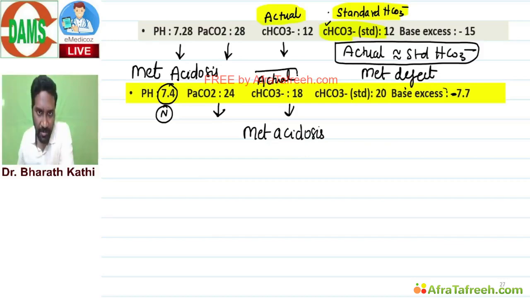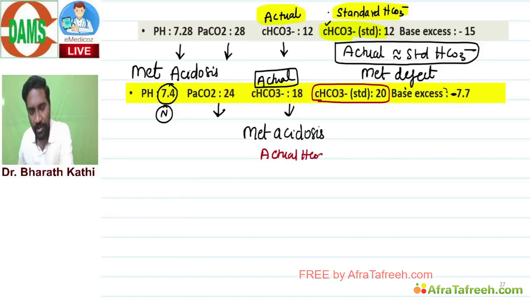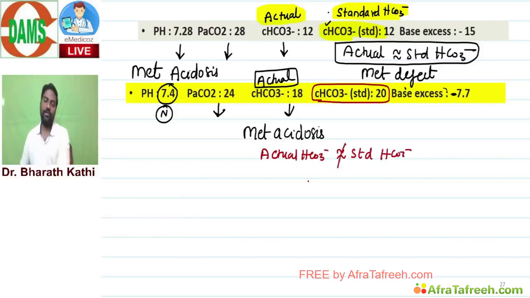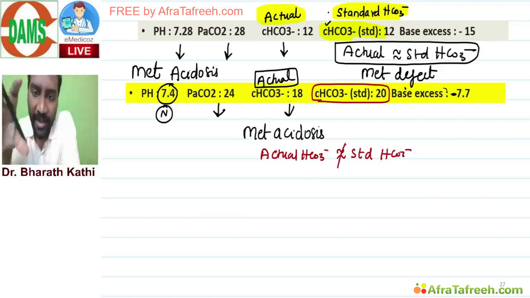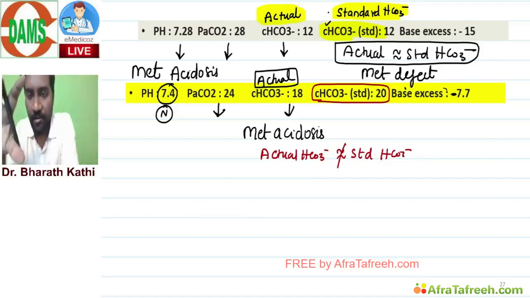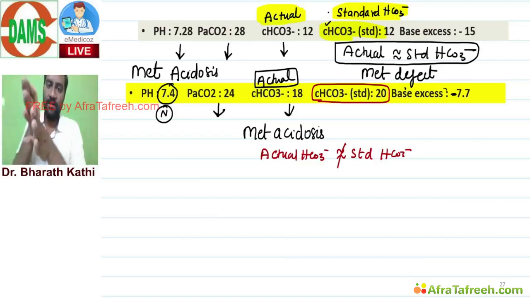Now the actual bicarbonate is 18. But when you have standardized CO2, the bicarbonate has increased to 20. It means the actual bicarbonate is not correlating with the standard bicarbonate. So all this time the bicarbonate change was also due to a respiratory disorder. See, if there was no respiratory disorder, the actual and standard would have been the same.